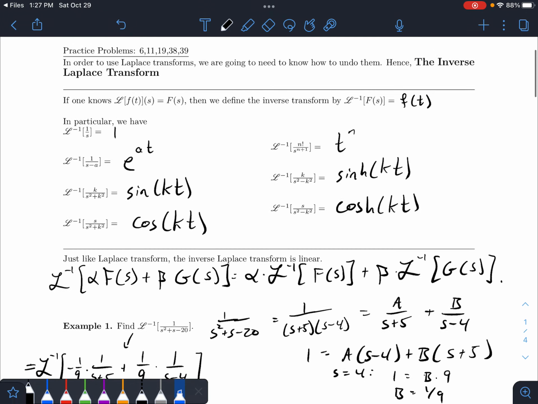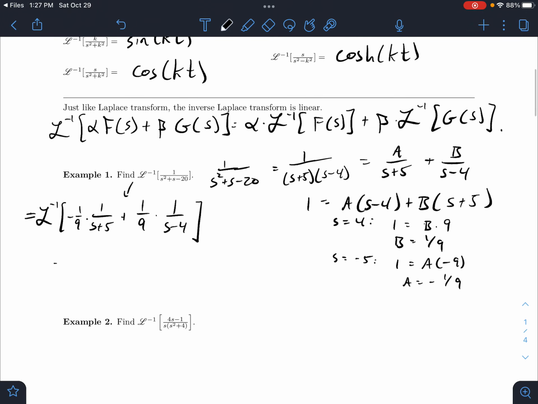Okay, well, I can just double check that by actually just multiplying all this through. So this is like 1/9 times negative s minus 4 plus s plus 5 over s squared minus s minus 20. And so this would be negative s plus s plus 4 plus 5, which equals 9. Okay, so I think this is actually correct.